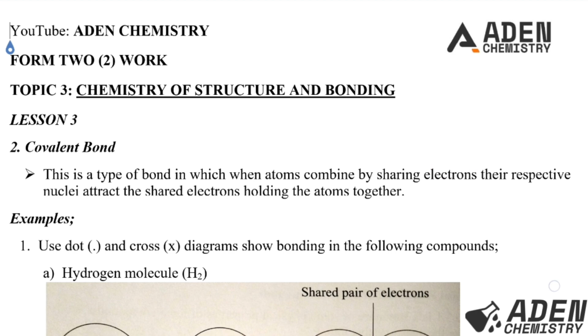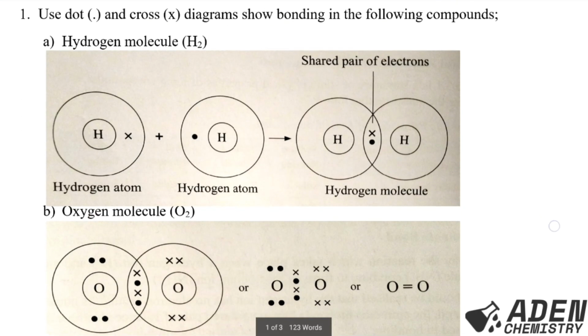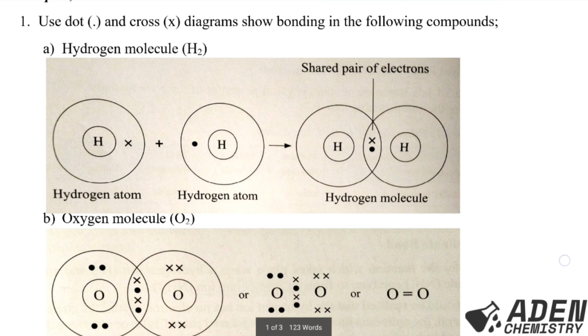Examples. Use dot and cross diagrams to show bonding in the following compounds. The way we have done ionic bonding, you have to know first of all how to write the formula of the compound. So here we have part A, the hydrogen molecule, which is written H2. That means the hydrogen molecule is made up of two atoms of hydrogen. The two hydrogens are nonmetals. So when nonmetals combine, they form covalent bonding by sharing electrons.